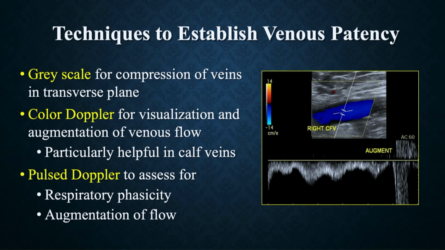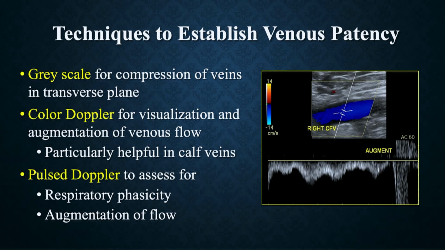Particularly helpful in the calf veins, and that's something that my sonographers and my technologists exploit, because obviously the calf veins can be difficult, particularly in patients with slow flow. And by augmenting and showing flow in the calf veins, they easily can identify them. They can show that they compress normally, and we feel very comfortable calling it a normal examination. And of course, pulse Doppler is part of the examination because it allows us to look at the different blood flow patterns, making sure that we see respiratory phasicity in our normal exams. And as I mentioned, augmentation can be very helpful in areas that are difficult to visualize.